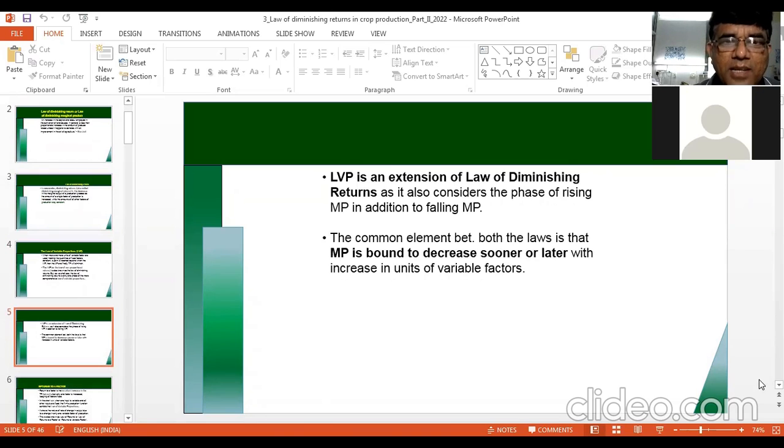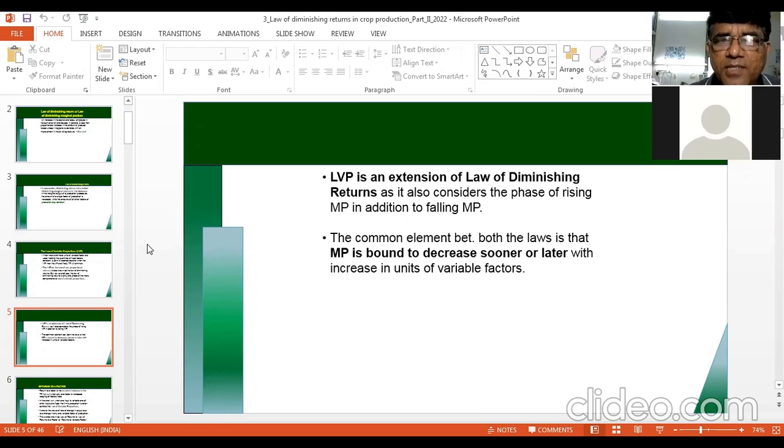Law of variable proportion is an... Sir, somebody is waiting in the lobby, sir. Please, can you admit them, sir? I have just admitted them. I am seeing if any new person comes to be admitted, it comes on my screen. Right now nobody is asking for admission, so don't worry, whenever it comes, I will do it. I don't know what the problem is. Anyway, if somebody missed, I will put the recording on YouTube. You can see it there.